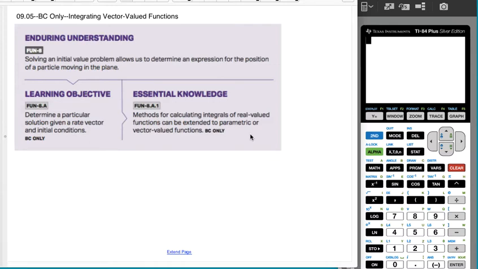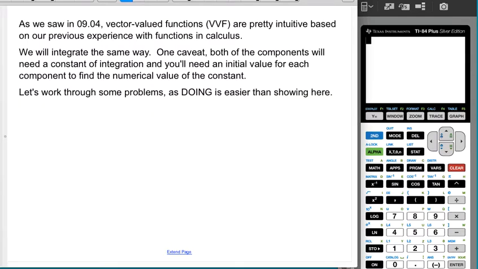All right, this is AP BC Calculus. We are doing Unit 9, Section 5, which is a BC only topic. We're integrating vector valued functions. So we saw in 9.4 that VVFs, or vector valued functions, are pretty intuitive based on all of our previous experiences with calculus, right? When we integrate, it's the same situation.